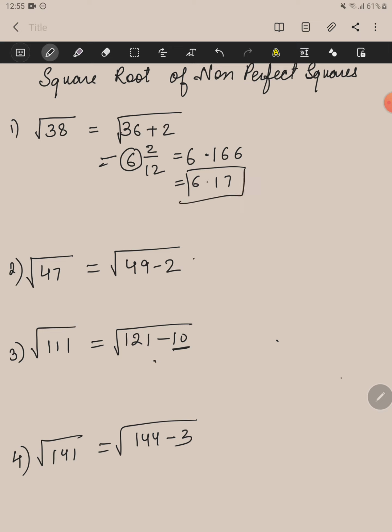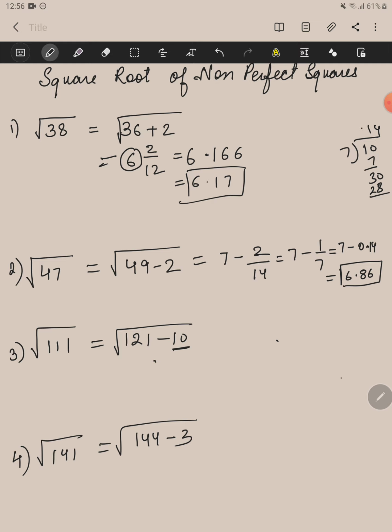Okay. Next, square root of 49 is 7 minus 2 upon double of 7, 14. So this becomes 7 minus 1 upon 7. You do 1 divided by 7, 0.14. So you get 7 minus 0.14. You will get 6.86 as your answer. It will be closest.